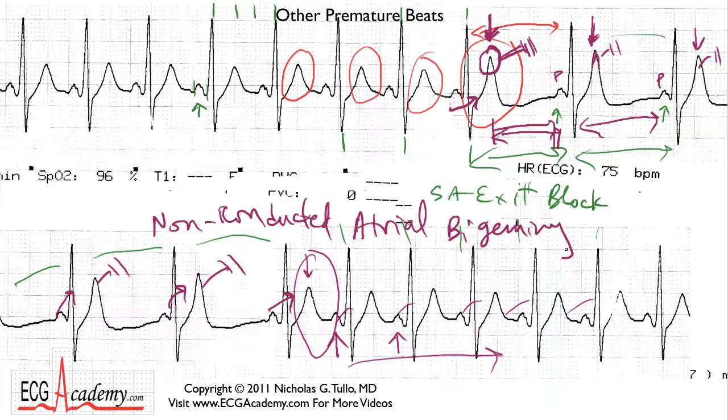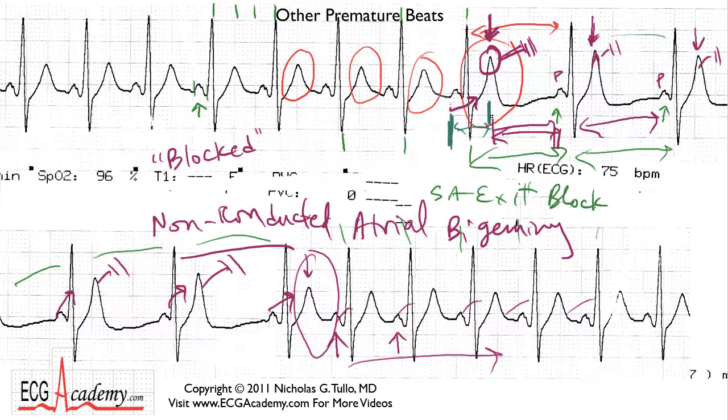So you've learned two things from this trip, that you can have non-conducted PACs. Now, I prefer the term non-conducted rather than blocked. A lot of people call them blocked PACs, but because these PACs are so early, look, if you just measure the rate between this PAC and this PAC, it's about 150 beats per minute. And then a lot of patients will not be able to conduct that quickly after this one.